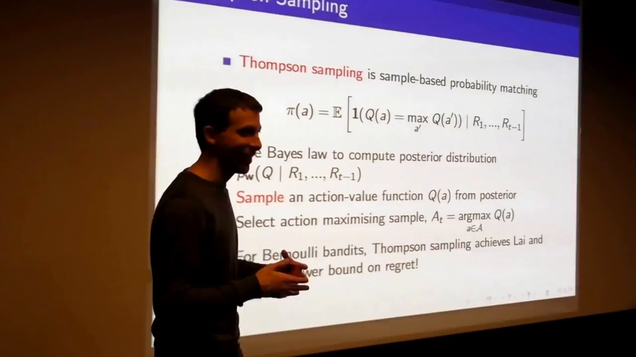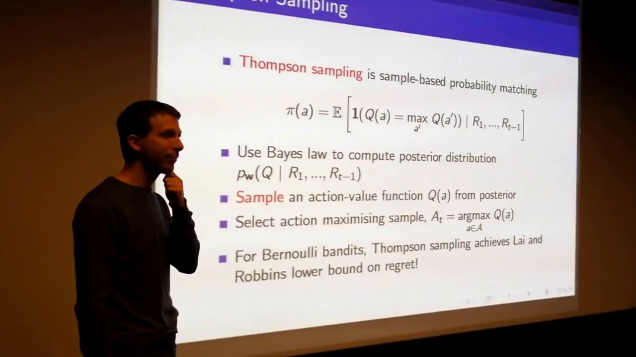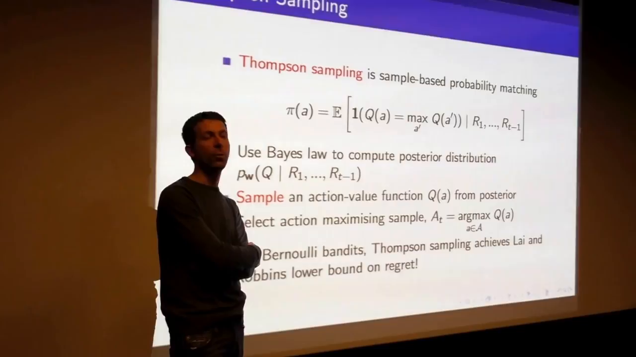Any other questions? Yeah? Is this Thompson sampling method, in general, good? So it's optimal for Bernoulli bandits, but is it good compared to other algorithms? Yeah, there's a lot of experimental evidence recently showing that across a lot of different bandit types, it performs at least as well as UCB-like methods.